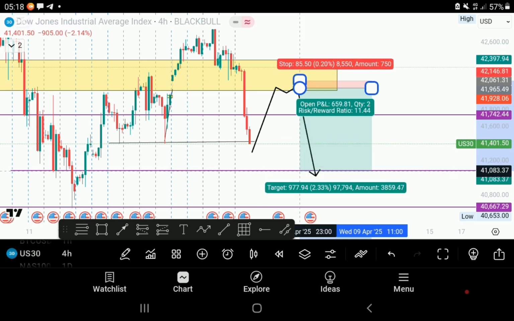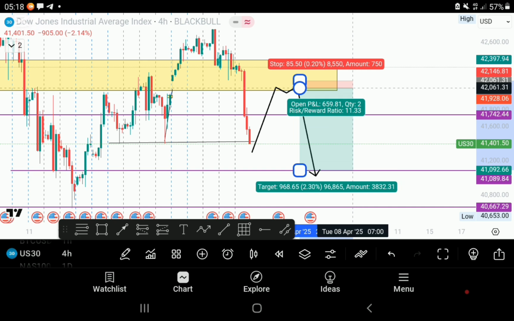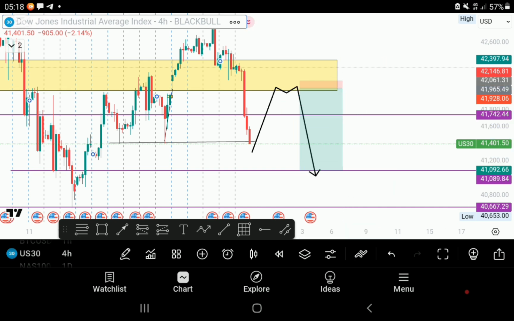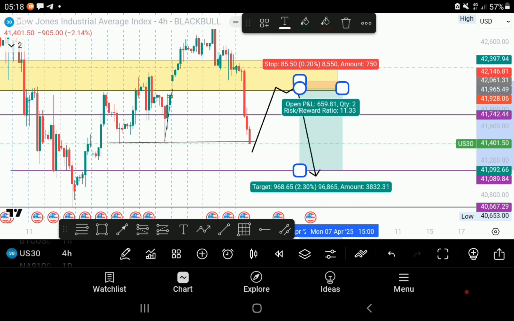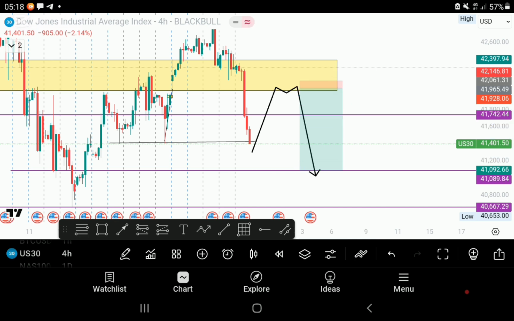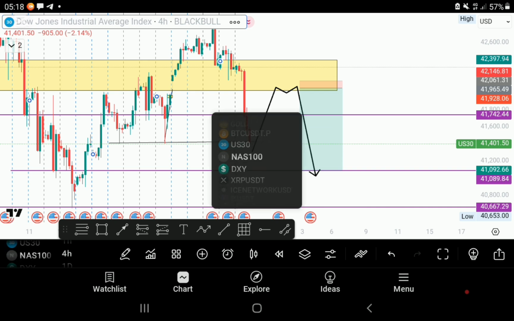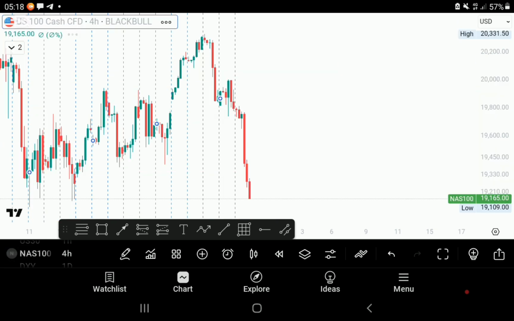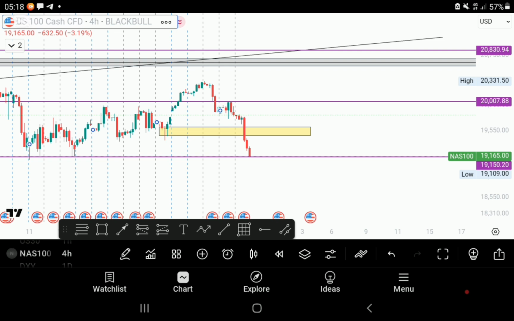So now I'm preparing for the potential trade we are going to take for the week. Now as you can see, this is 1:11 RR. So you see, one of the things I'm going to pay more attention to is our US30. And lastly, NAS100, same thing. Whatever is happening to US30 is basically happening to our NAS100.